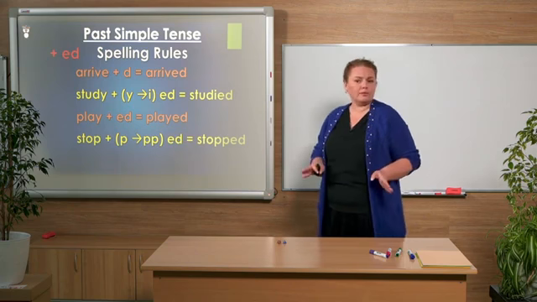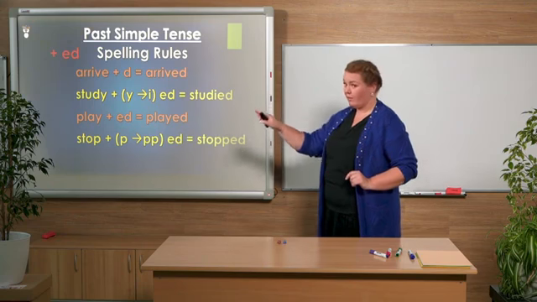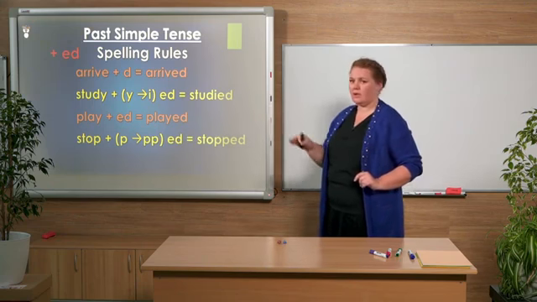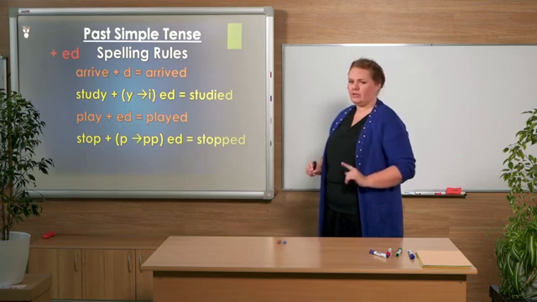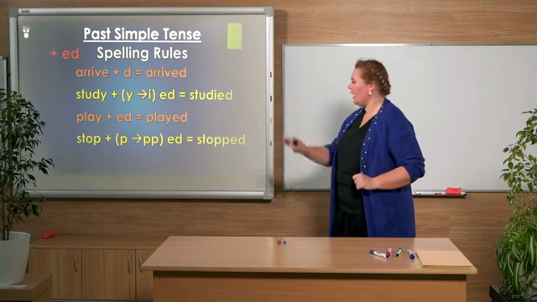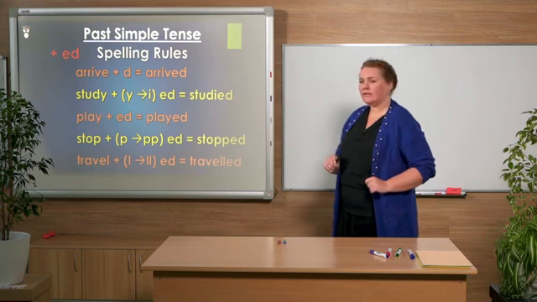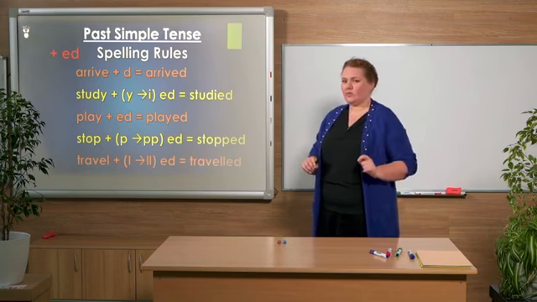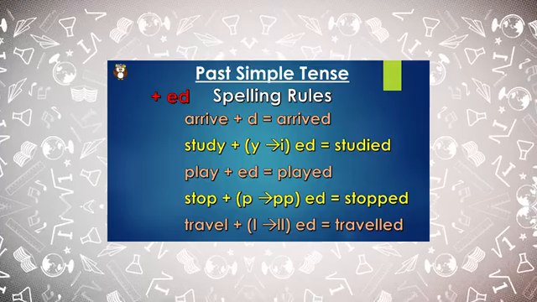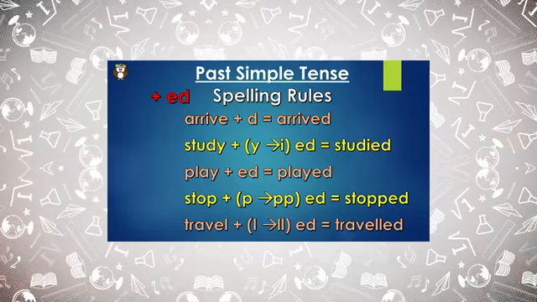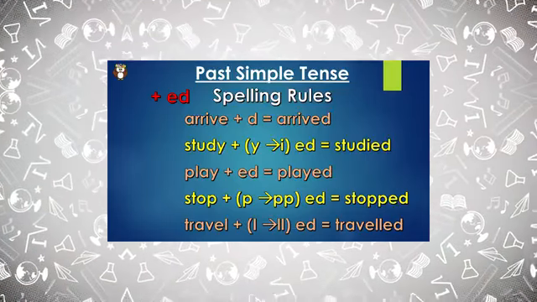Let's move on. The word stop. It finishes with a consonant. Before it there is a vowel and a consonant again. Consonant, vowel, consonant. That's why we need to double the last consonant and then add ed. Stop, stopped. And the last one: when the word ends with l and there is a vowel before that, we double that l and then add ed. Travel, traveled.